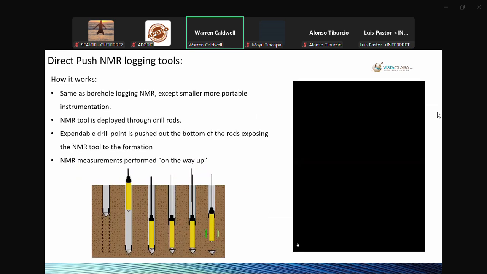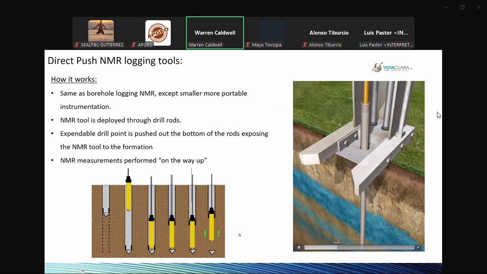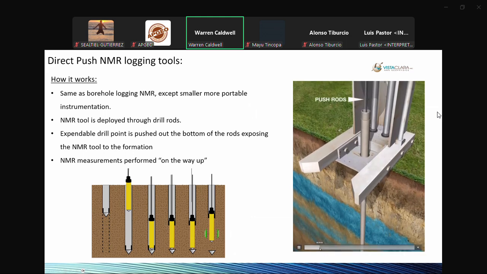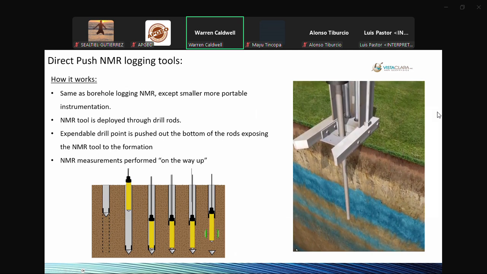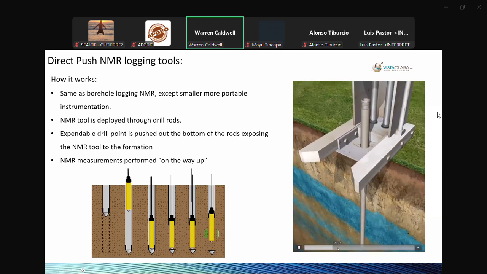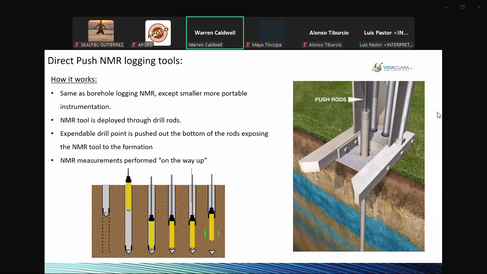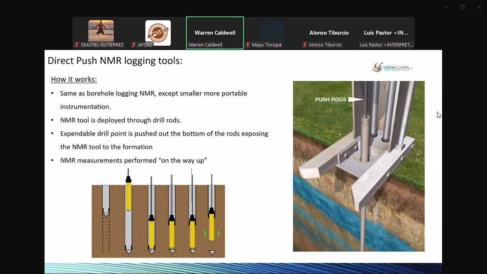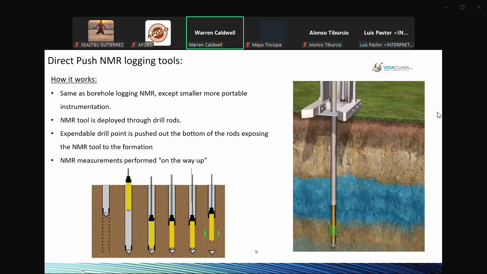So this is just an illustration of the deployment of the direct push system. The direct push drill rods are driven into the ground, and then the probe is deployed through the rods after they've reached their total depth, and then the rods are retracted, allowing the probe to hang from the bottom of the drill string. And then NMR measurements are made as the probe is drawn to the surface.